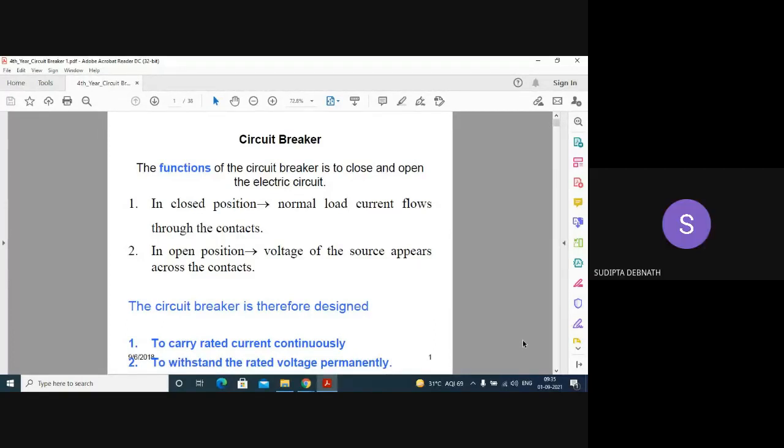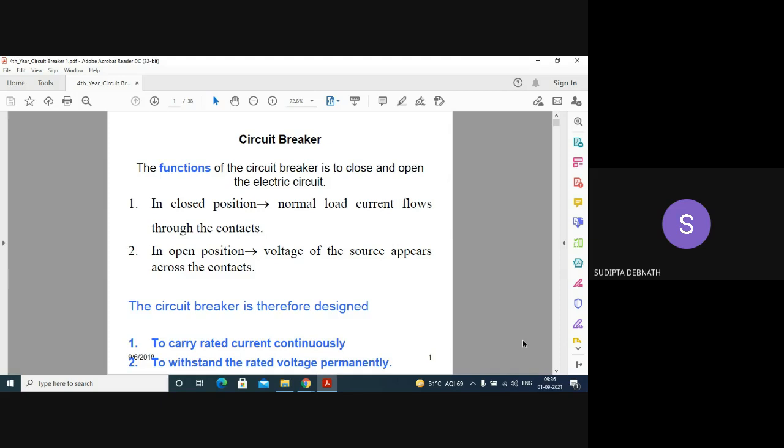Now circuit breaker, you have heard the name circuit breaker. Also, you had some knowledge about circuit breaker. How is it different from the fuses? That you have the preliminary knowledge you gained in second year, second semester, in power supply systems. So the function of a circuit breaker is the same as that of the fuse, to open and close the circuit. In closed position, normal load current flows through the contacts just as it flows through the fuse. In open position, voltage of the source appears across the contacts.